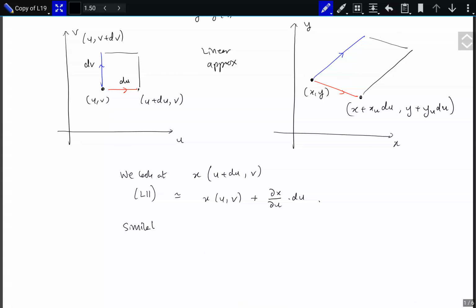Similarly, y of (u plus du, v), so the y coordinate of this point here, is approximately y of (u, v) plus dy by du, again this is at (u, v), times dv. And similarly, for this point up here, we get (x plus xv dv, y plus yv dv).